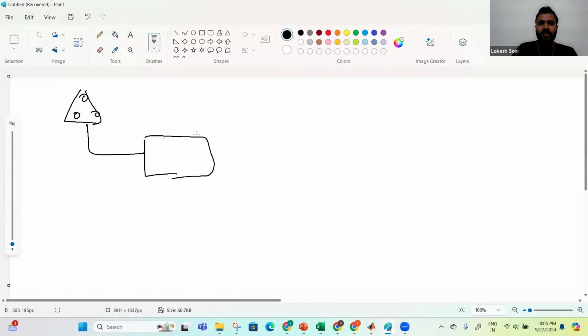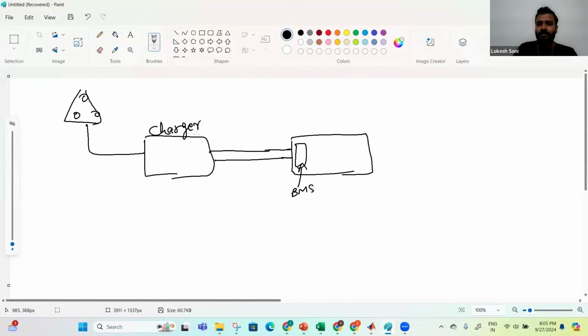See, if we have a vehicle, let's say this is our power point. We have our charger here, right? Charger is sitting here, and this would charge the battery, right? This battery again would be having a BMS. I'll call this the BMS, and this would be the battery, right?